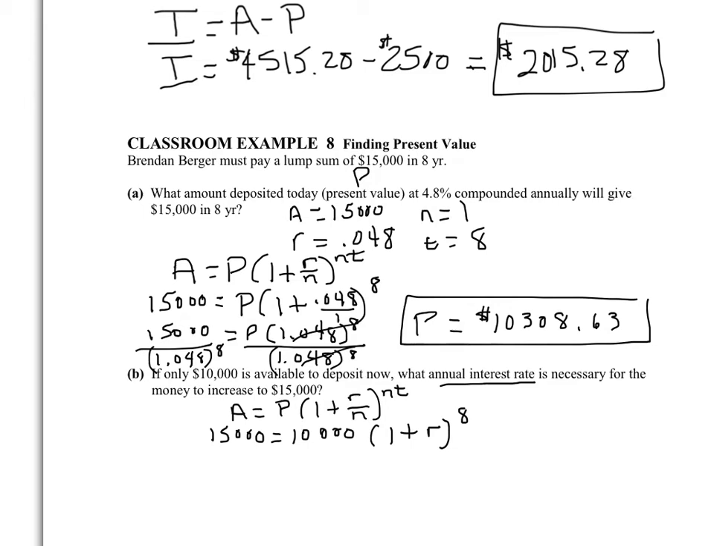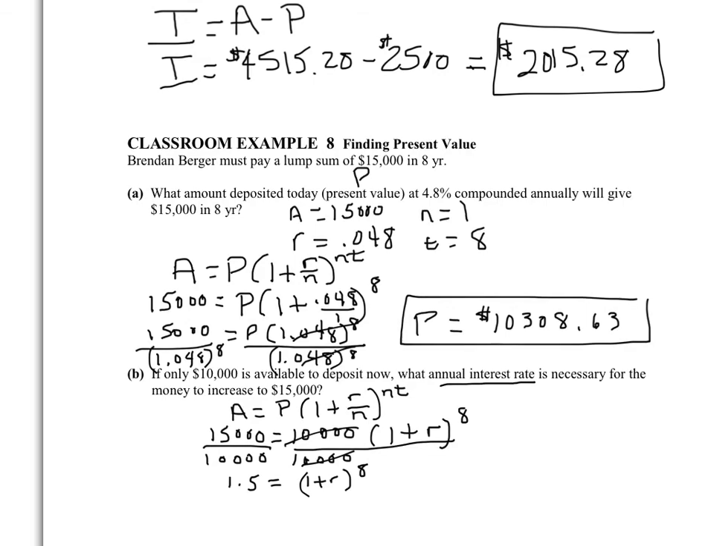Now, be very careful on this. We're solving for R, but it's inside that parentheses. So we need to start peeling off anything we can that is not part of the parentheses. In other words, this parentheses, besides being raised to the 8th power, is also multiplied by 10,000. If I divide each side by 10,000, then I make this right side a little bit simpler. I get a little bit closer to where R is, and 15,000 divided by 10,000 would be 1.5 equals, and then I have 1 plus R in parentheses raised to the 8th power.